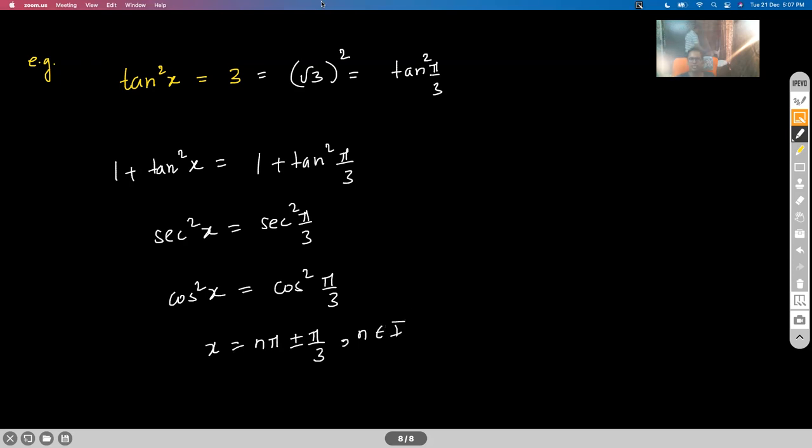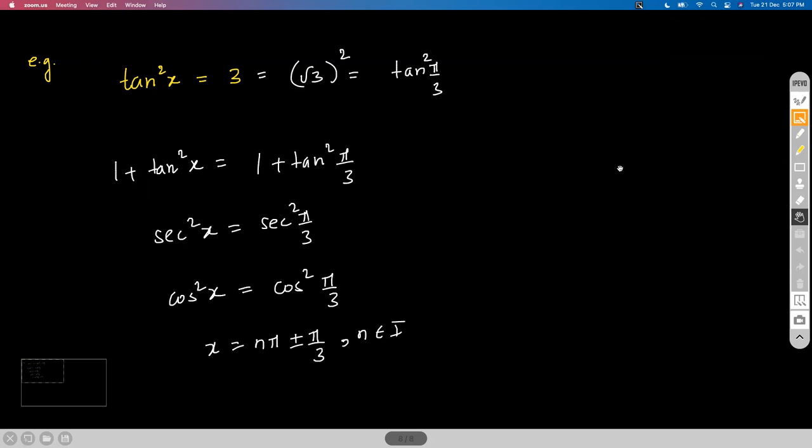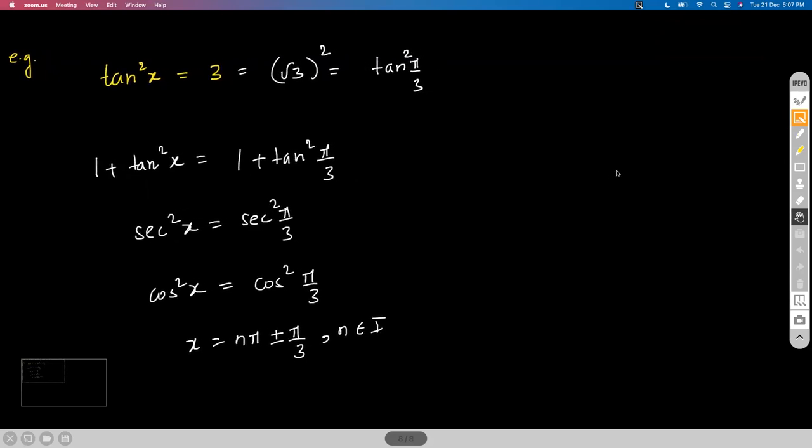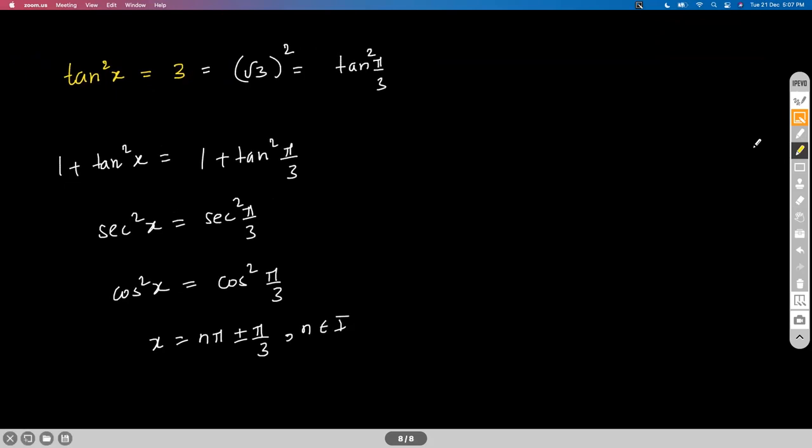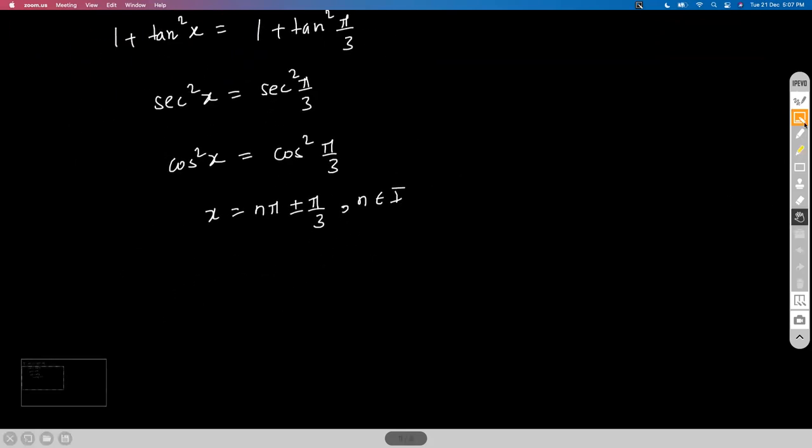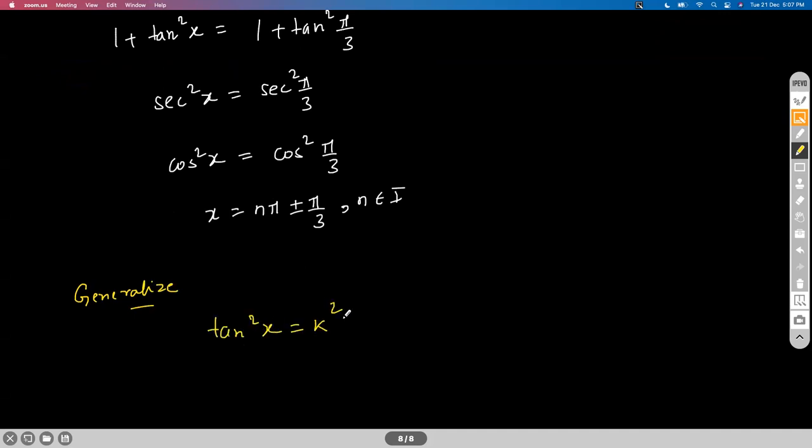So what is the moral of the story here? It doesn't matter whether you take sine square x equal to sine square alpha, cos square x equal to cos square alpha, or tan square x equal to tan square alpha. For each one of them, the general solution will be the same. Even if we generalize this, if tan square x equal to k square, where k could be written as tan of alpha, then even for this, the general solution remains the same.